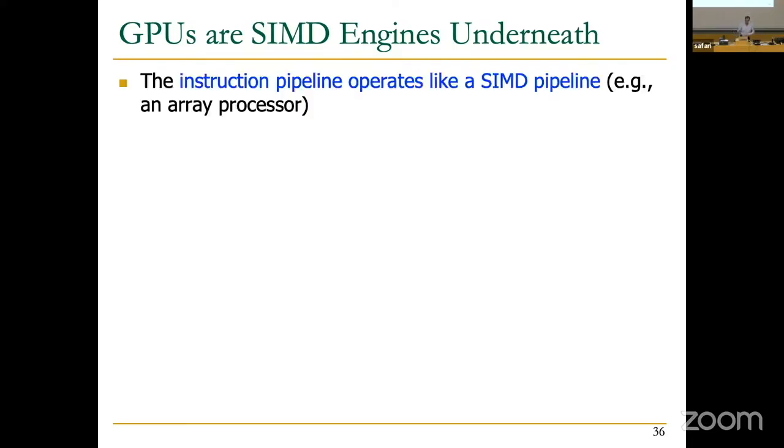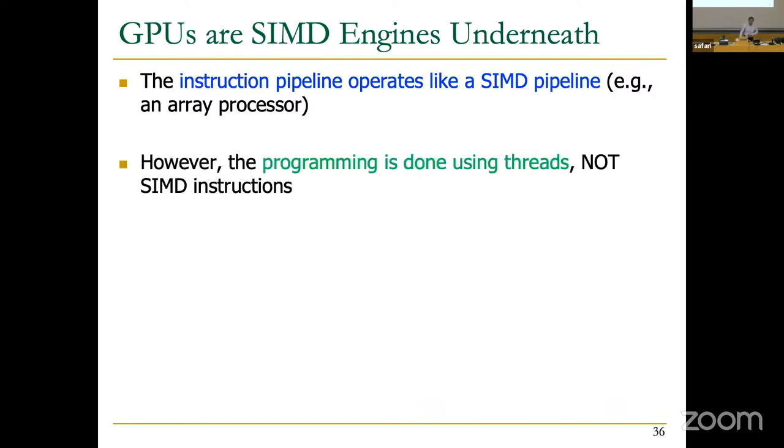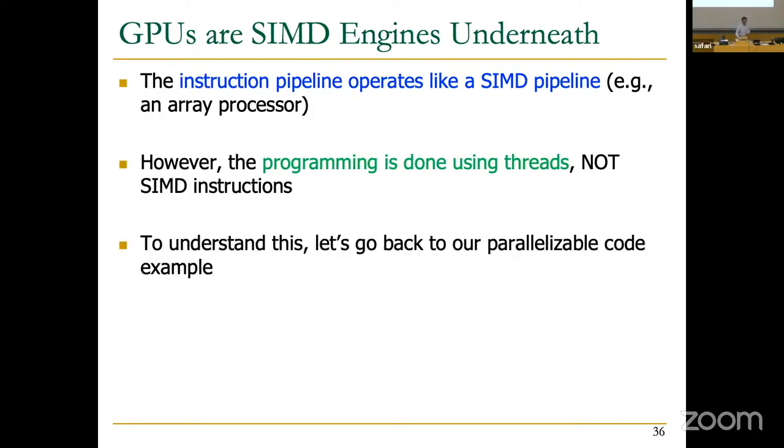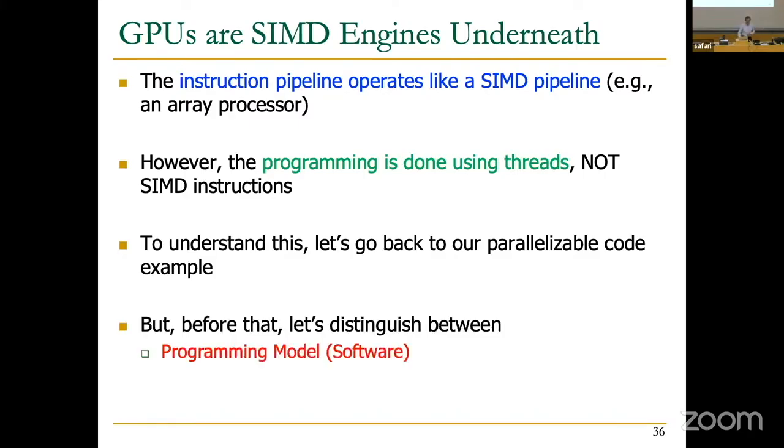The instruction pipeline operates like a SIMD pipeline. In other words, like an array processor, as we will see. However, the programming model is completely different. It's not done using SIMD instructions. It's done using threads. And we're going to see this in a little bit. So let's go back to our parallelizable code example, which I really like. But before going to that, let's distinguish between different things: programming model in software versus the execution model in hardware. These two things are very different things.